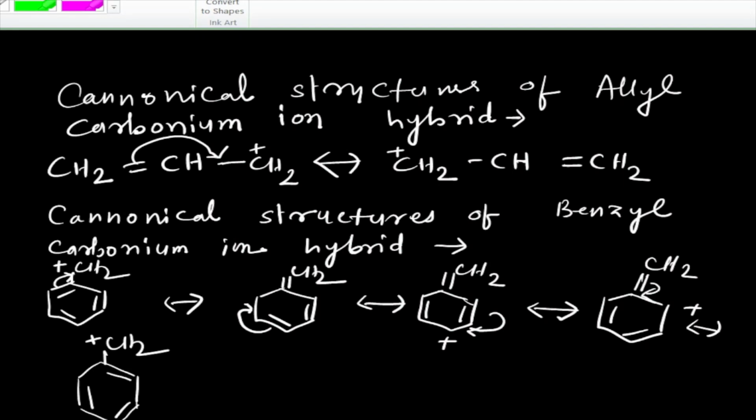Canonical structures of benzyl carbonium ion. See here, this is a single bond having a positive charge on C. Then what happens? The double bond present here, the pi electrons, are localized to this bond between carbon and this carbon. Then what happens here? This forms a double bond with CH2, and in this structure this is already delocalized. By this shift it is localized to this bond and acquires a double bond and acquires a positive charge, and everything else remains as it is.